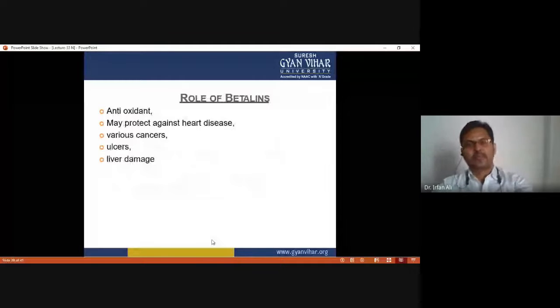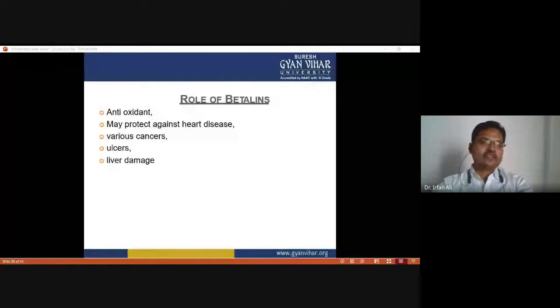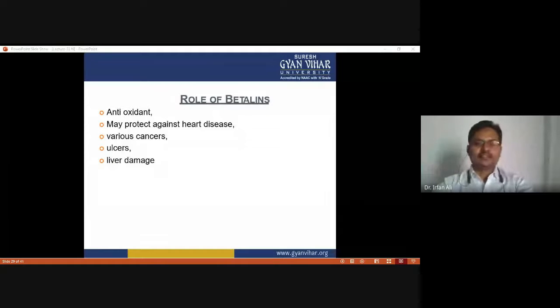And what is the role of betalains in plants? Betalains act as antioxidants. They protect plants from oxidative damage, and protect against heart disease. That's why they are used as herbal supplements, and they protect against various cancers, ulcers, liver damage. So that's why they are used as herbal medicine.